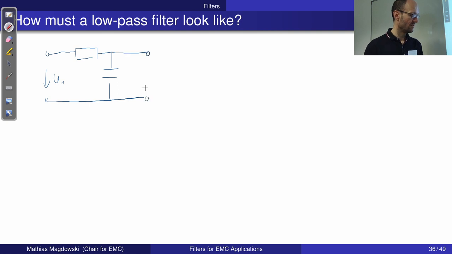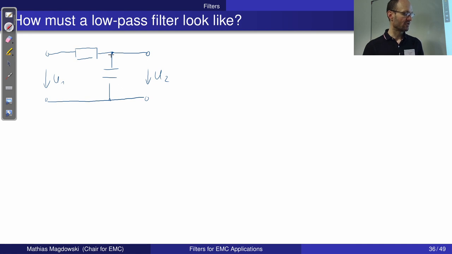And then here, this would be our output terminals at the end. And let's say here we have a voltage U2. So, okay, why does it act as a low pass filter? If we have a current, current can pass through the resistor. Resistor does not care if it's high or low frequency.